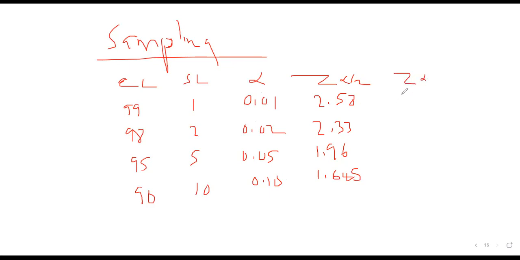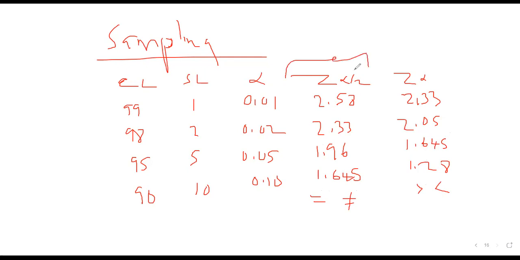If it's a single-tailed test, 2.33, 2.05, 1.645, and 1.28. The signs for a two-tailed test are equal to or not equal to. Here it's greater or less than. So, estimation and sampling is always two-tailed.